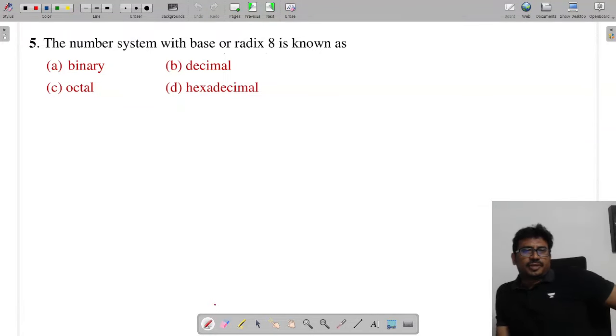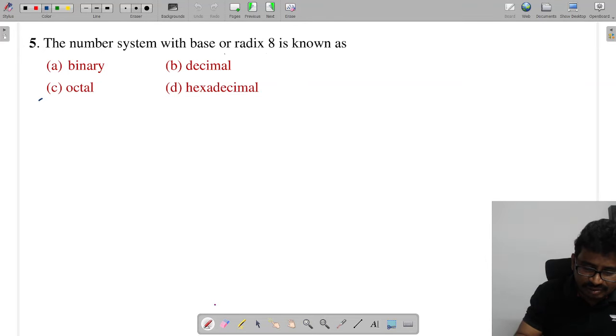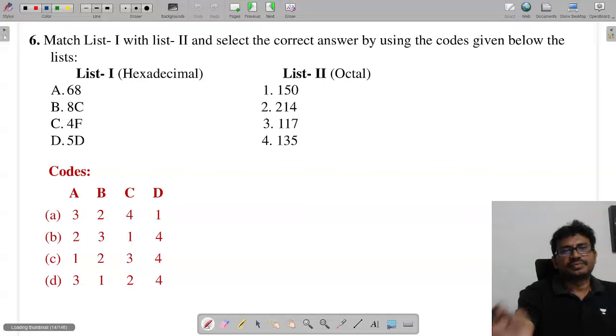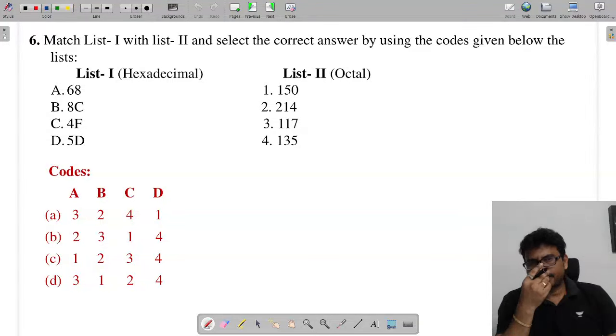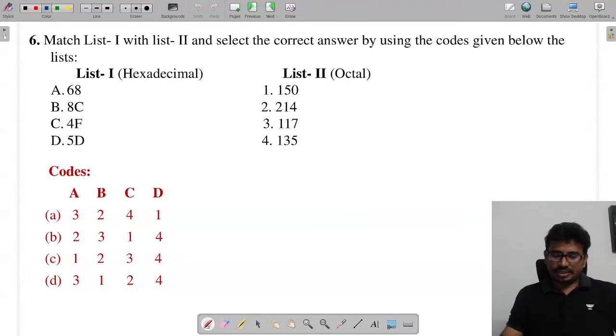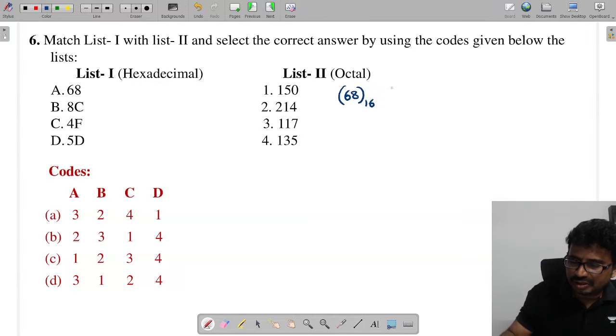Next one. The number system with base or radix 8. If the radix base is 8, that is called an octal system. Now they have given hexadecimal, they are asking to convert it into octal form. Hexadecimal means base 16. They have given 68 in base 16. So first we can express it in binary form. So the binary form of 68.